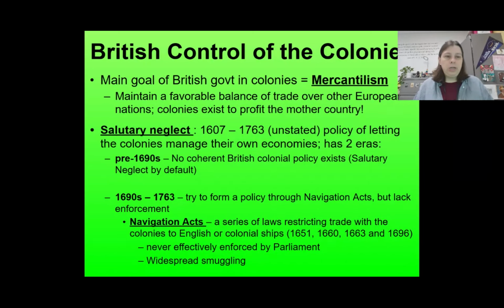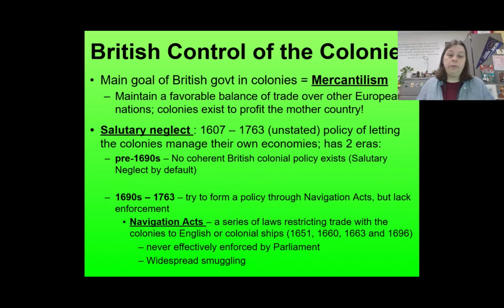But starting from the 1690s onward, there's going to be a little bit more of an attempt by the British crown, various British crowns, to form a more coherent policy to control the colonies. And the biggest example of that is the Navigation Acts. If you get a question about the relationship of Britain and the colonies that includes this time period, the Navigation Acts is a great piece of specific information to talk about. The British pass a series of them.